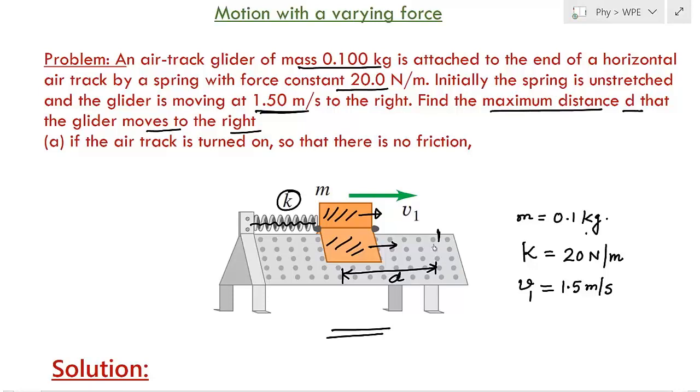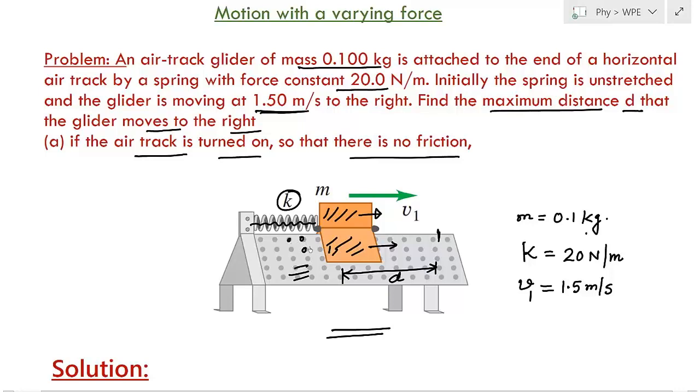And you have to consider two cases. In the first case, you assume that there is no friction between the glider and this track. So the air track is turned on, so that there is no friction. Basically, if you see in the laboratory, what they do is, these are air vents.